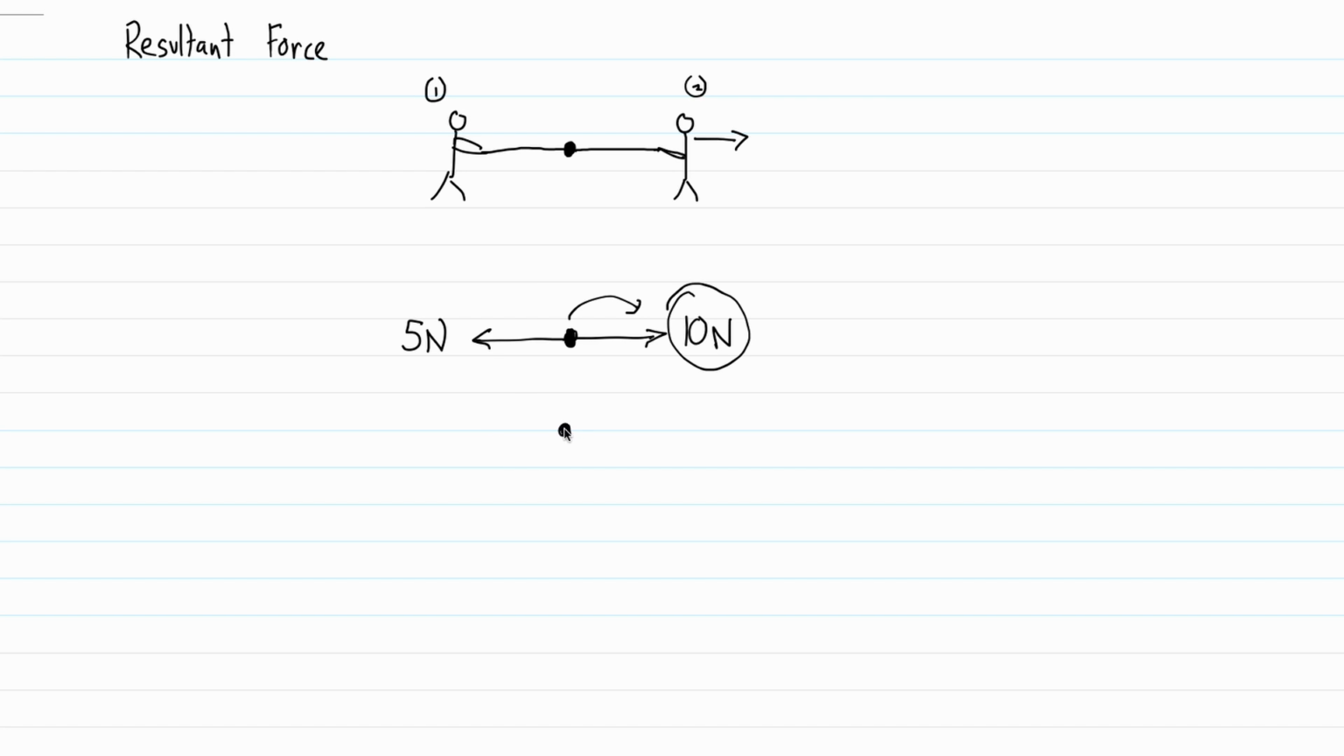Whereas if we have the same diagram, but here it's 5 Newton and towards the left it's 10 Newton, that means the object is going to go towards the left.